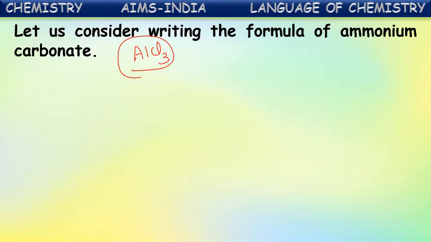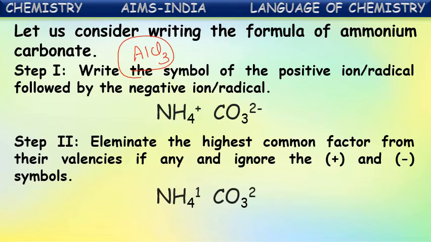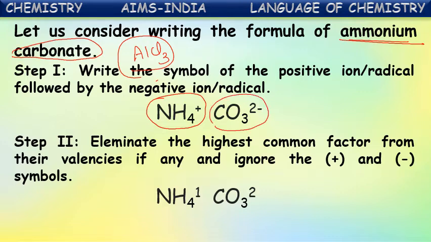Let us consider writing the formula of ammonium carbonate. Ammonium is the positive ion, NH4 plus. This example we studied yesterday in monovalent electropositive ions. That's why NH4 plus charge. And next, carbonate. This carbonate ion CO3 2 minus we also discussed in yesterday's class in divalent electronegative ions. So ammonium has plus 1 charge and carbonate has minus 2 charge. Our next step is ignoring these positive and negative charges.